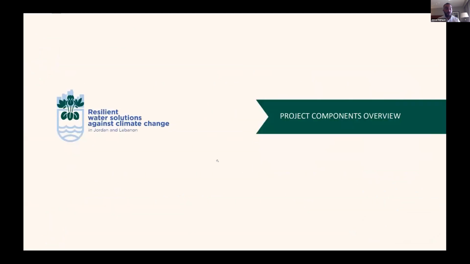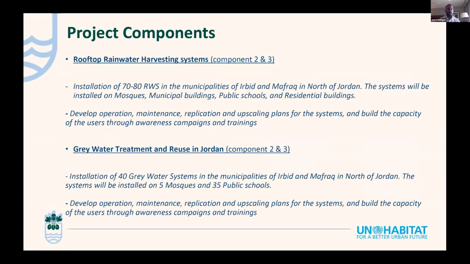So, the project components overview. As I mentioned, for the rooftop rainwater harvesting systems, we're going to install around 70 to 80 systems on mosques, municipal buildings, public schools, and residential buildings. The reason is that we're choosing different typologies of buildings that can be found in different urbanized areas. Wherever you have urbanization, you have better rooftop rainwater harvesting potential.